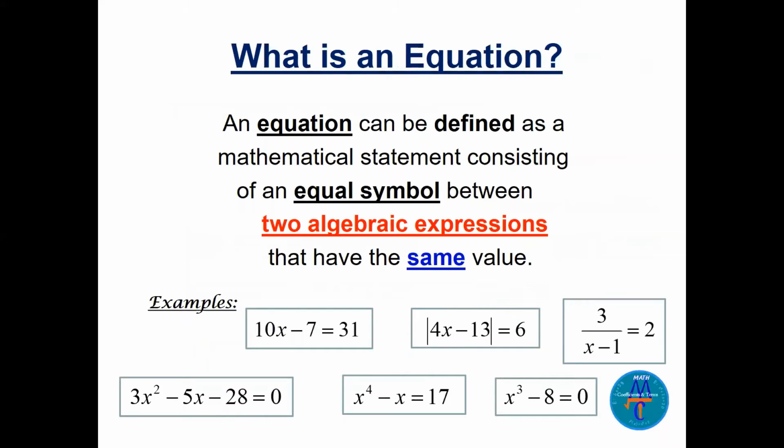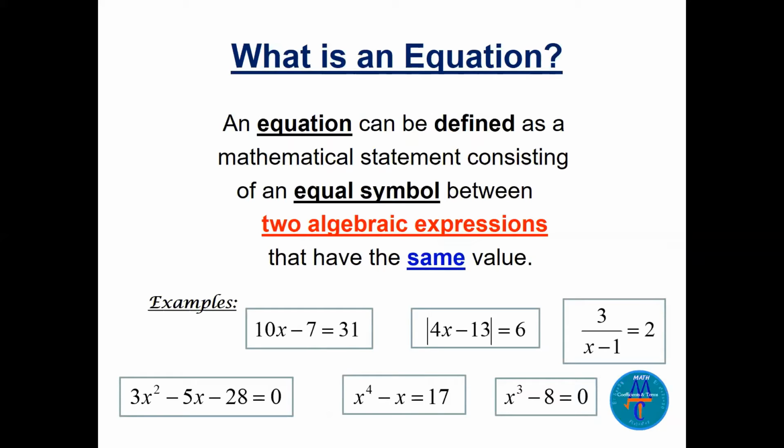Now let's go. What is an equation? Equation can be defined as a mathematical statement consisting of an equal symbol between two algebraic expressions that have the same value. It's not difficult. It means there is an expression on the left, expression on the right. You can put any expression you like, put between them equal. You have to have equal to say this is an equation.